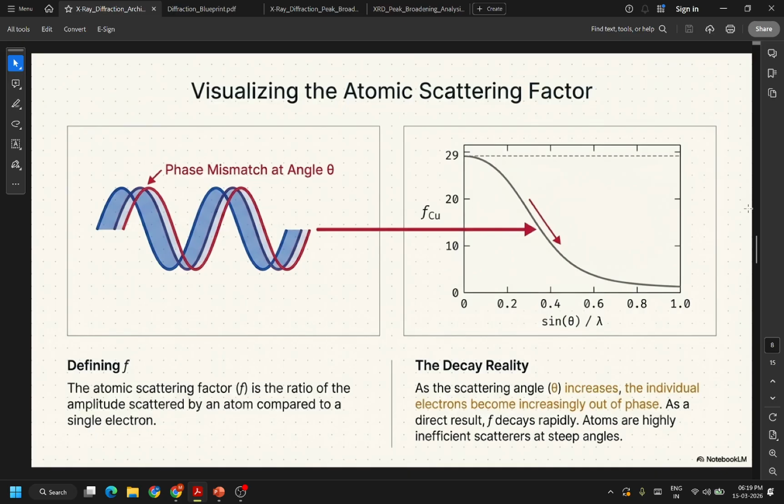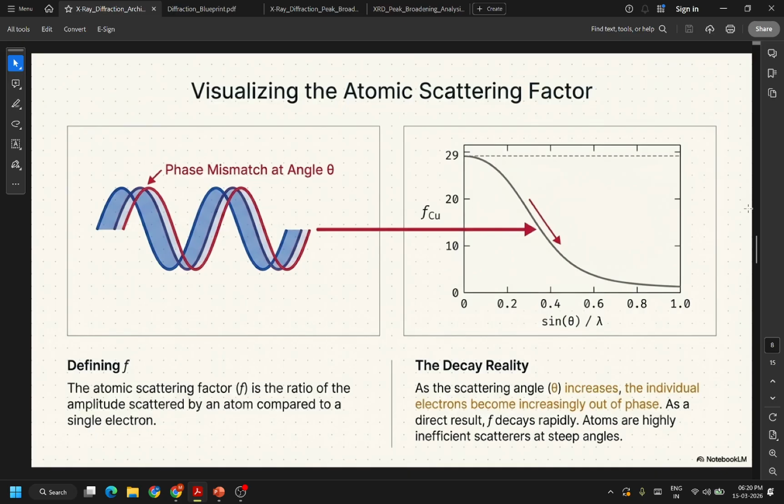And this interference creates a concept of atomic scattering factor, which is called F. So the atomic scattering factor F is the ratio of amplitude scattered by an atom compared to a single electron. And as the scattering angle increases, the individual electrons become increasingly out of phase. As a direct result, F decays rapidly. So atoms are highly inefficient scatterers at steep angles.